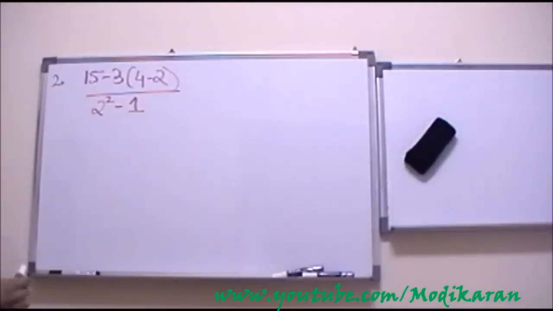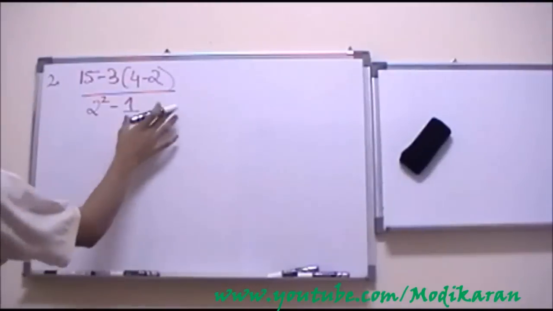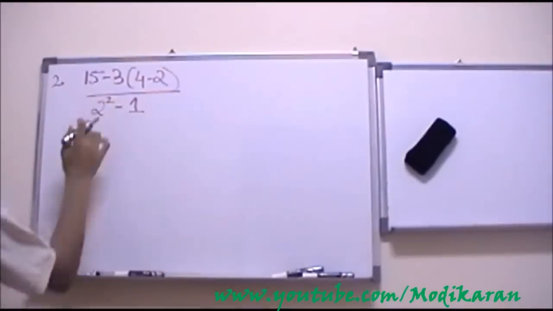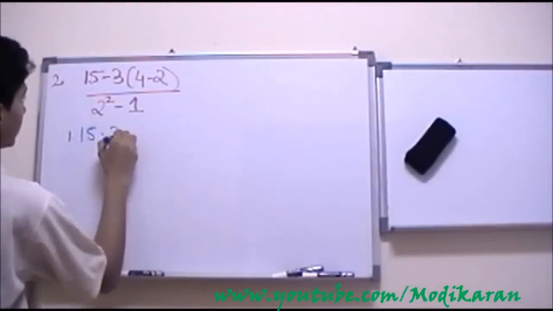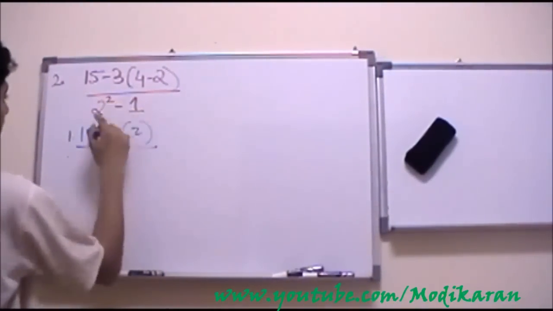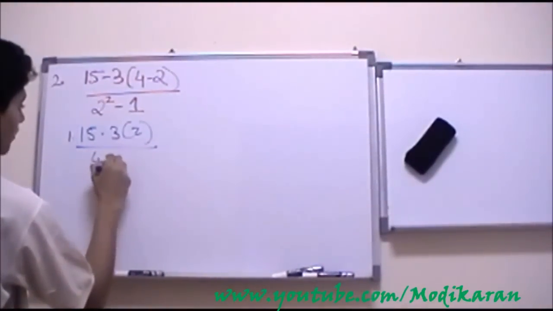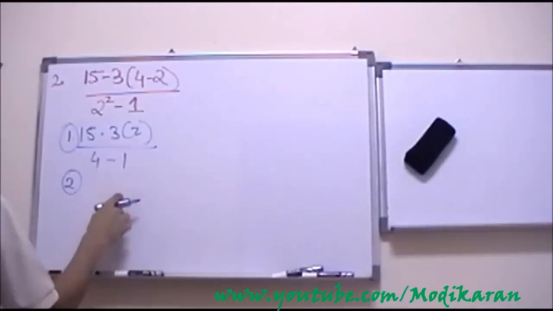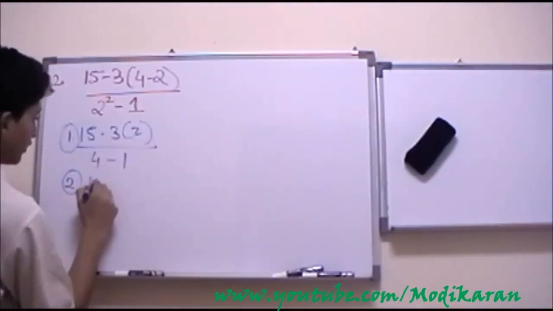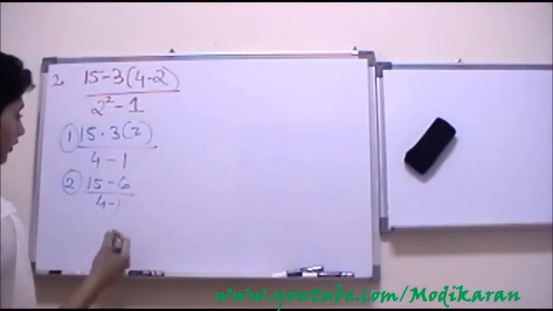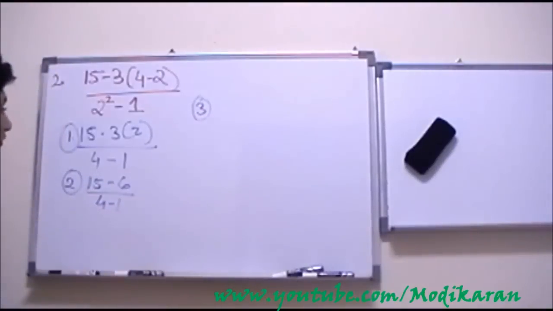Okay, now let's go ahead and solve this. I won't rewrite it every single time because I'm the one writing the equation up on the board, but you need to do that. Okay, let's go ahead and solve this. 15 minus 3 times 2, we said that, divided by the exponent, which is 2 times 2, which is 4, minus 1. Second step is multiplication. 15 minus 6 divided by 4 minus 1. Okay, third step, addition or subtraction.